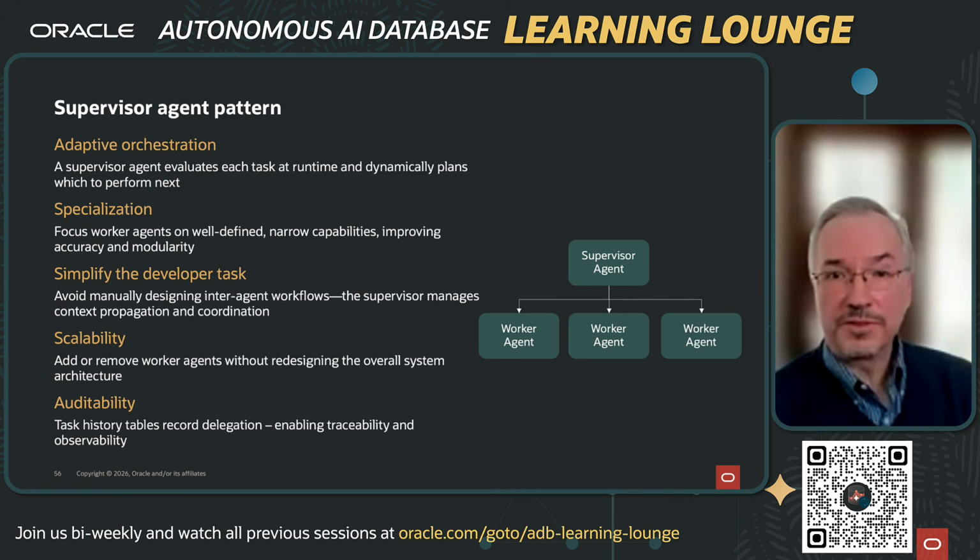The goal is to simplify the developer task by avoiding manually designing and maintaining inter-agent workflows. The supervisor manages the context propagation, routing, and coordination end-to-end. It also scales cleanly so teams can add, replace, or retire worker agents without redesigning the overall architecture. Also, auditability is maintained as each delegation and outcome is captured in task history tables, helping with traceability and observability for governance and troubleshooting.